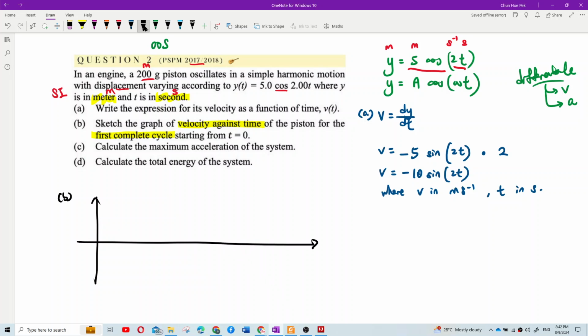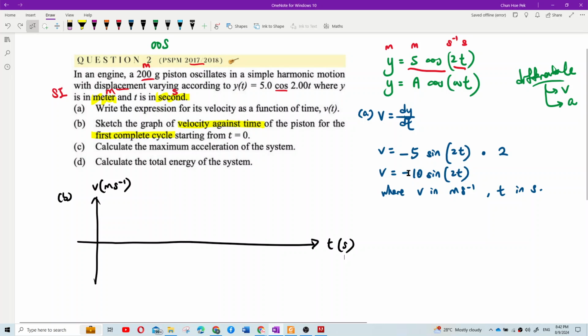Velocity. This is velocity in meter per second. You must write the symbol and the unit. Mesti ada simbol dan unit. Kalau begini saja, salah. You must write the unit also.